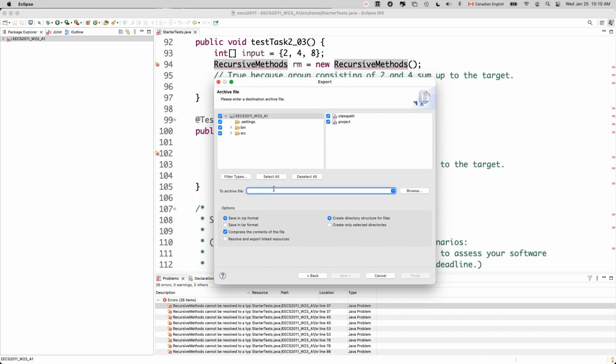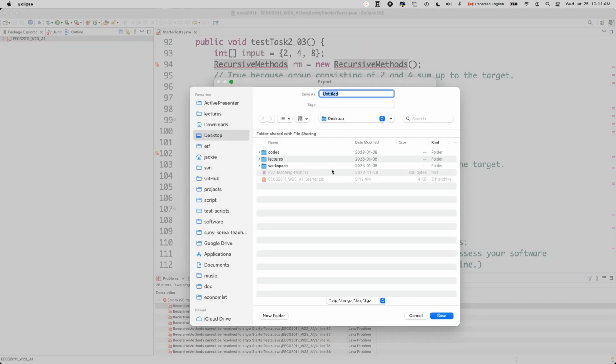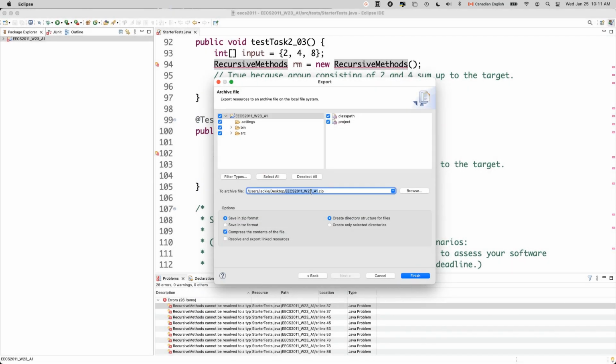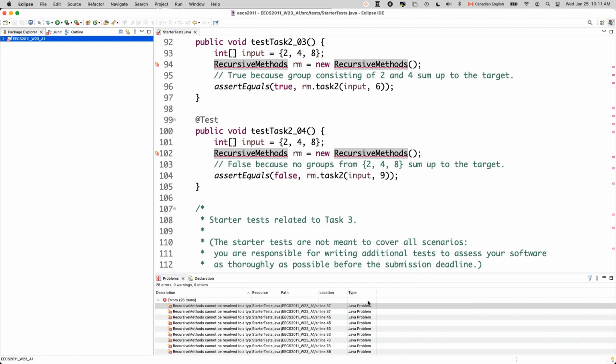And here you just want to choose some archive file name. For example, if I go to, let's say browse, go to desktop, I'm going to give a name. I think the name will be EECS2011 underscore W23 A1. Okay, so that's the name. And that's to be distinguished between A1 versus A1 starter, right? And if I say save, you will see that this path over here shows to you I'm going to save this zip file. And I say finish.